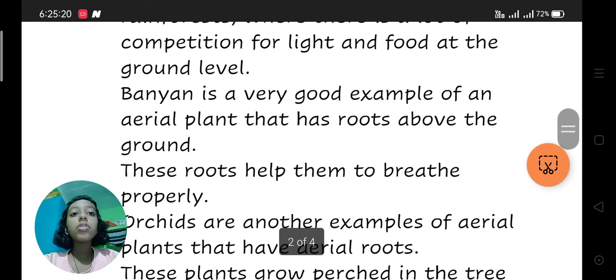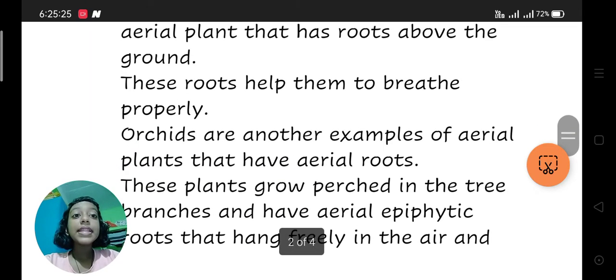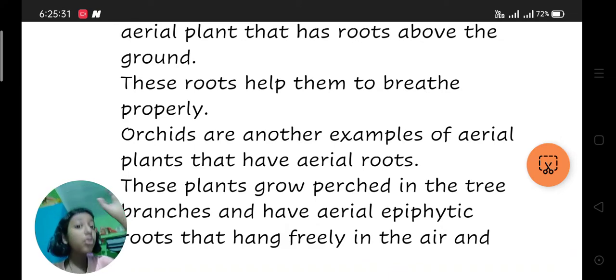Now I have told you that banyan is a very good example. These roots help them to breathe properly. The roots of the banyan tree, those grown above the ground, help them to breathe properly.